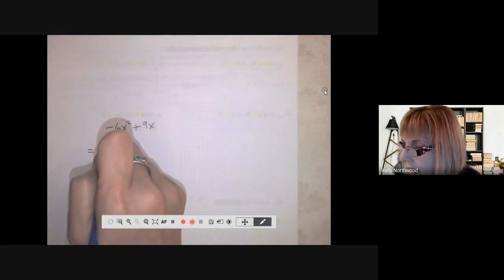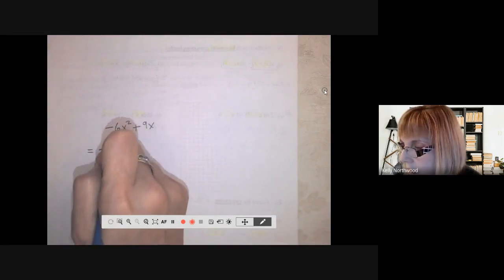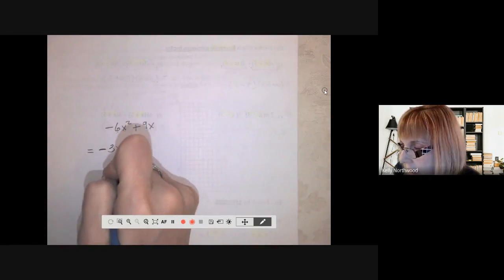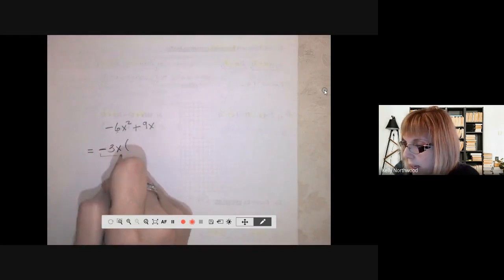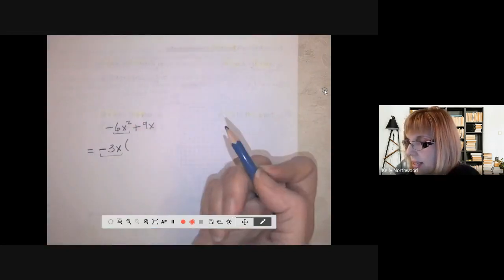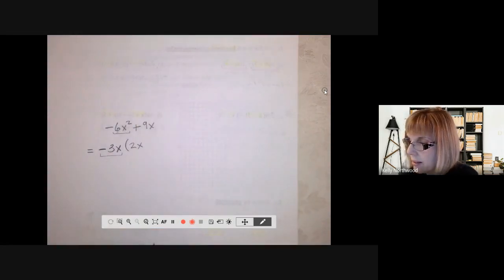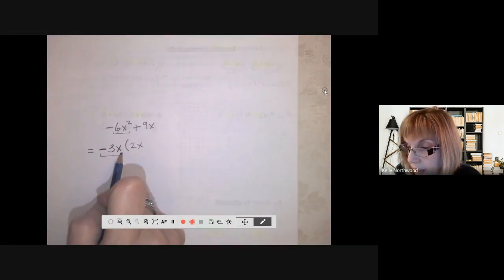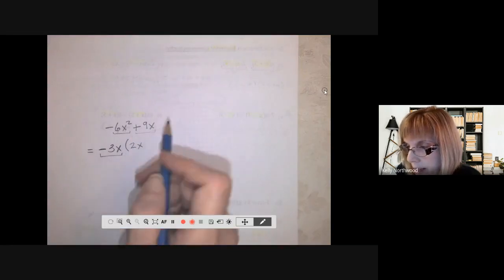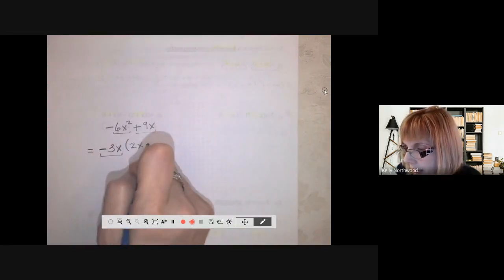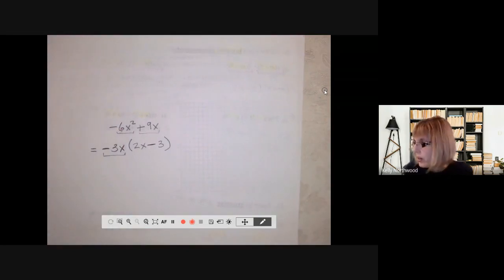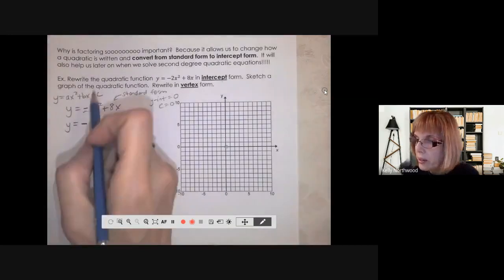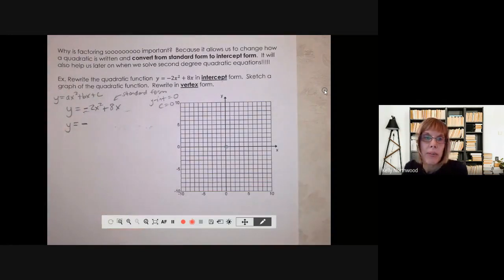So in this case, 3 is the biggest number that goes into 6 and 9, and x would be my greatest common factor. So now I'm thinking, what do I multiply negative 3x by to get negative 6x squared? And that would be 2x. And what do I multiply negative 3x by to get positive 9x? There you need to know that a negative times a negative is what gives you a positive. Okay, so that's a rule you might want to write down. Whenever there's a leading negative, include that as part of your common factor. So here I have a leading negative, so I'm going to include it as part of my common factor.